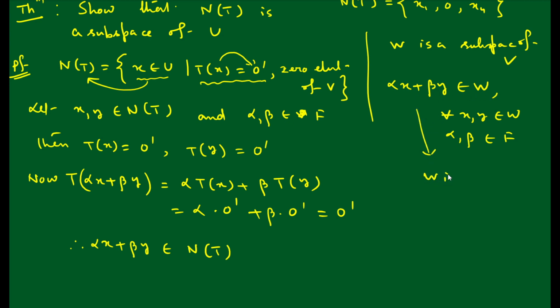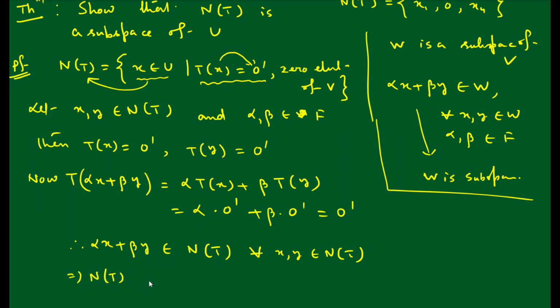Okay. Now see, if alpha x plus beta y belongs to W, then what? W is a subspace. Okay, W is a subspace. So here also, since alpha x plus beta y belongs to N of T, for all x comma y belonging to N of T, if this condition is satisfied, then you can say that N of T is a what? Subspace. This is a very simple proof. Okay, it is a subspace of what? U.